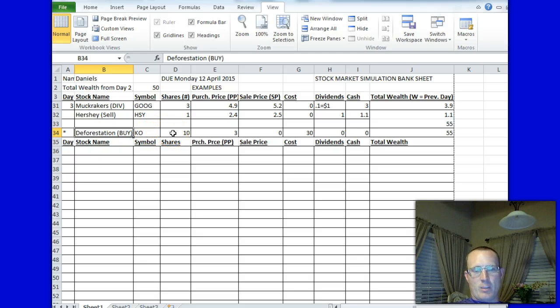In this instance, I bought 10 shares of deforestation. The purchase price is $3. It went up another 60 cents. Sale price, I'm not selling any of it, so there is no sale price. It cost me $30 to do this. There are no dividends on anything that you buy on day 3. You had to have owned it on day 2 to get dividends on day 3. There is no cash coming my way, and it doesn't change my total wealth because the value of these stocks all day long is going to be $3.